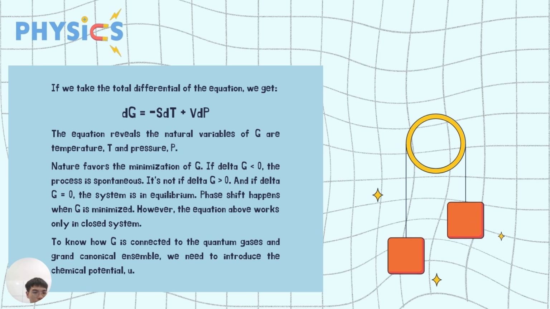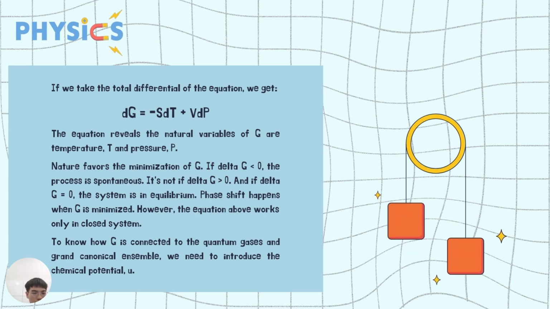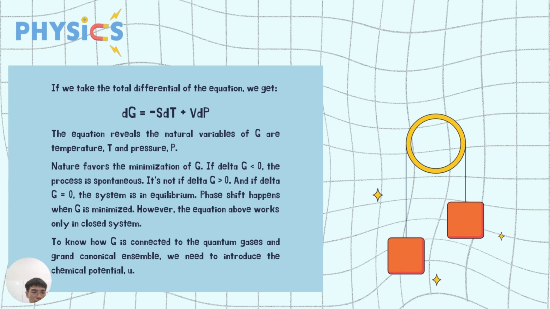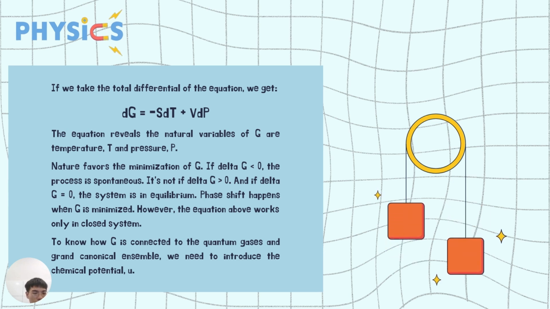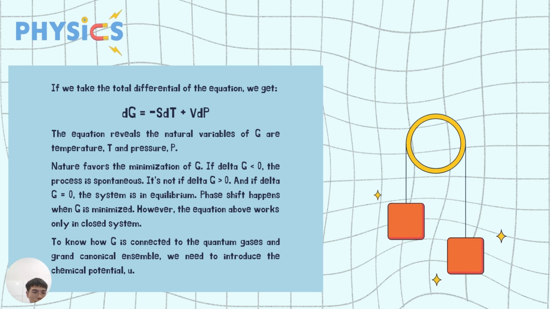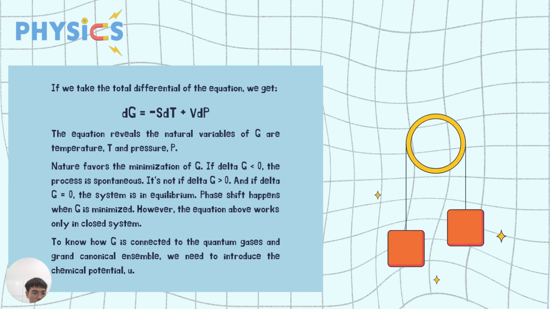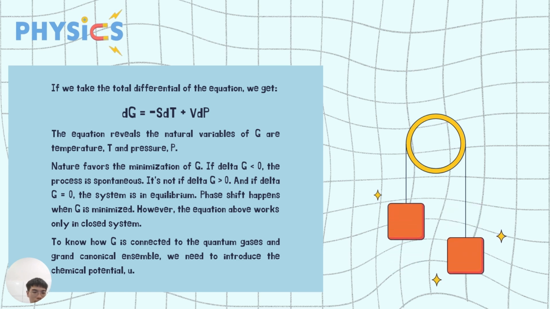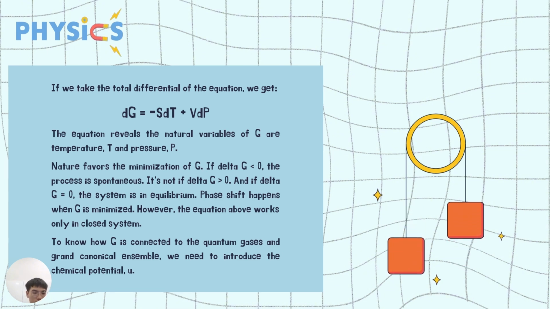So if we take the total differential of the equation, we get dG equals negative S dT plus V dP. This equation reveals the natural variables of G are temperature T and pressure P, which means if you want to change G, we have to change the temperature and pressure of the system. In nature, nature actually favors the minimization of G. If delta G is smaller than zero, the process is spontaneous. If delta G is greater than zero, it is not. If delta G is equal to zero, the system is in equilibrium. So phase change happens when G is minimized, like particles changing from solid to liquid to gas. The Gibbs free energy is minimized.